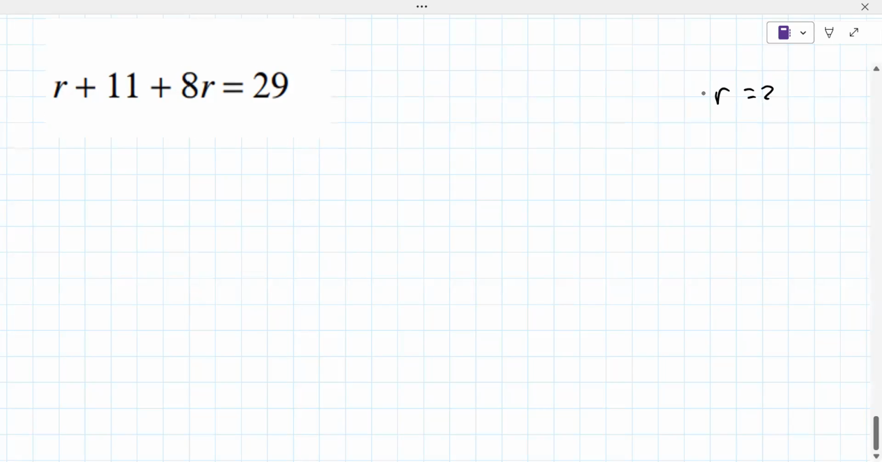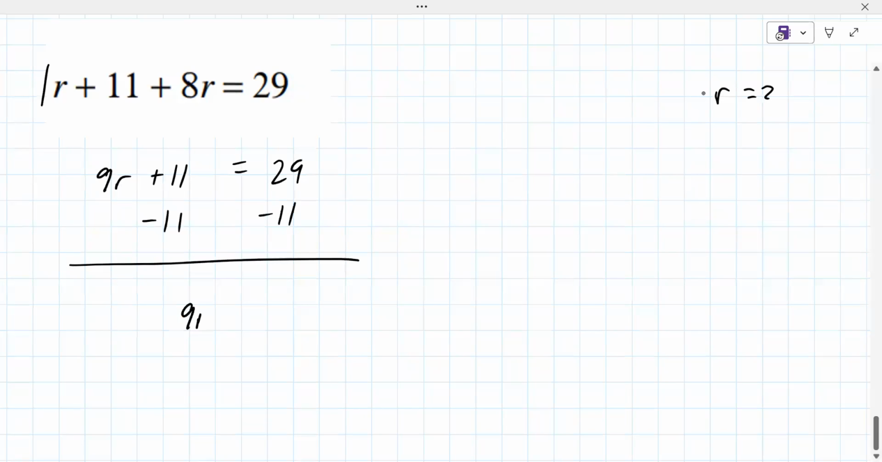Okay, let's take a look here. So we have 1r plus 8r, that's 9r plus 11 equals 29. Subtract 11 from both sides. 9r equals 18. Divide by 9, r equals 2. You got it. All right, excellent. Good job today, Sourish. Probably our best lesson in a long time.